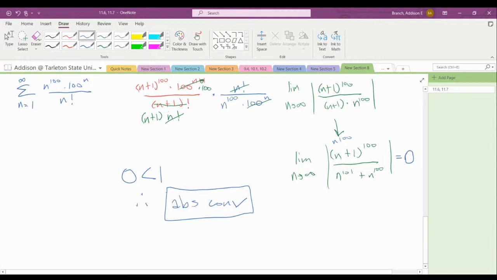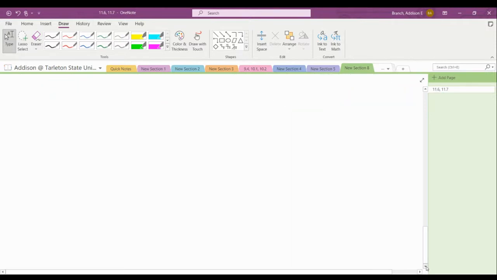All right, let's go ahead and move on and try another one. In this example, we're going to take our series, and it's going to be 2n factorial over n factorial squared. All right, so now let's go ahead and set this up for our ratio test.